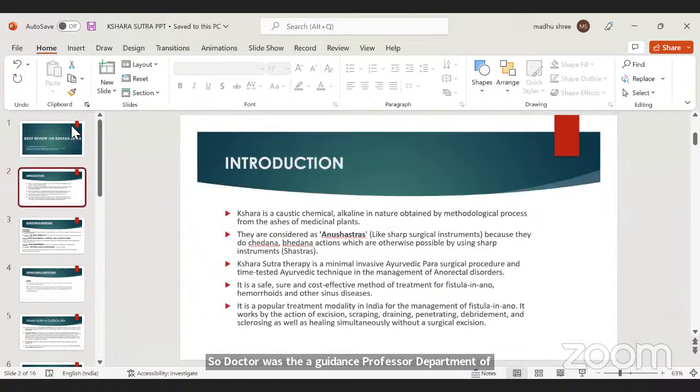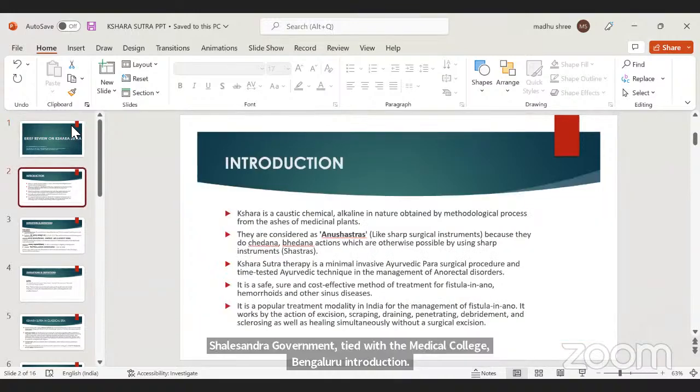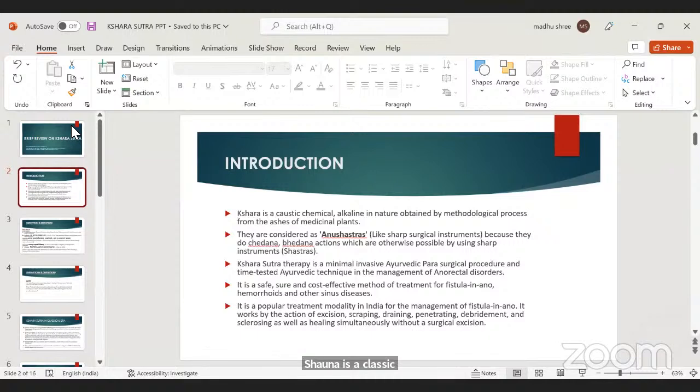Introduction. Kshara is a caustic chemical, alkaline in nature, obtained by a methodological process from the ashes of medicinal plants. They are considered as anushastras, like sharp surgical instruments, because they do chedana, vedana actions, which are otherwise possible by using sharp instruments, that is shastras.